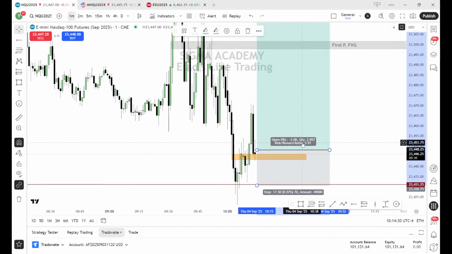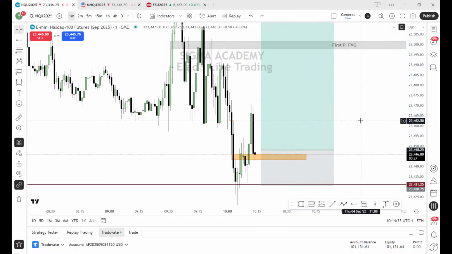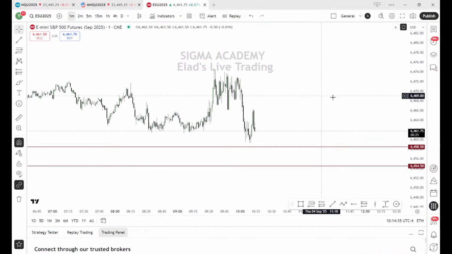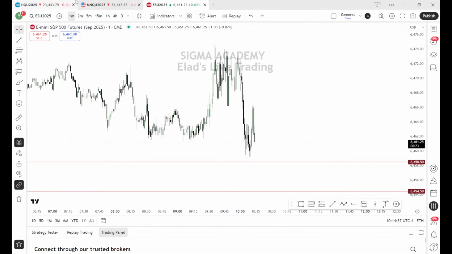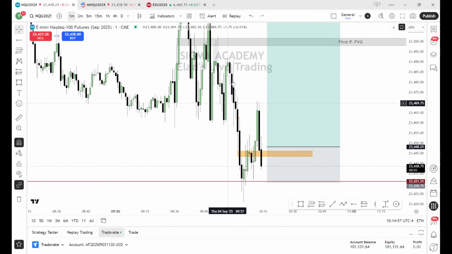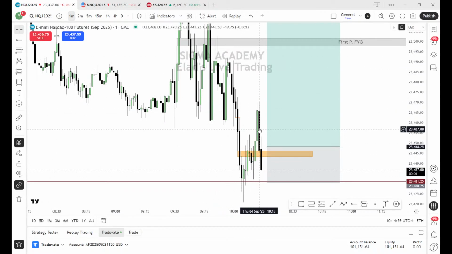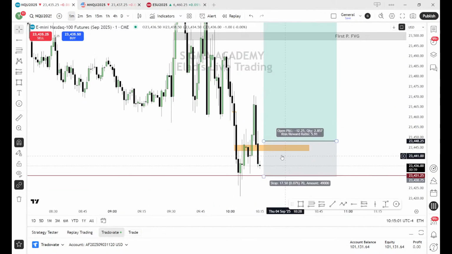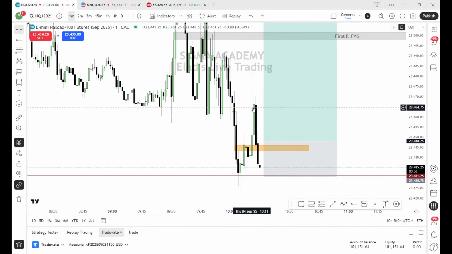Do we have a fair value gap, by the way? No. What do we have in the ES? On the ES we have a fair value gap, but we are going lower on both indices. Up candle sends us lower. Up candles send us lower. But this one here, down candle sends us higher.